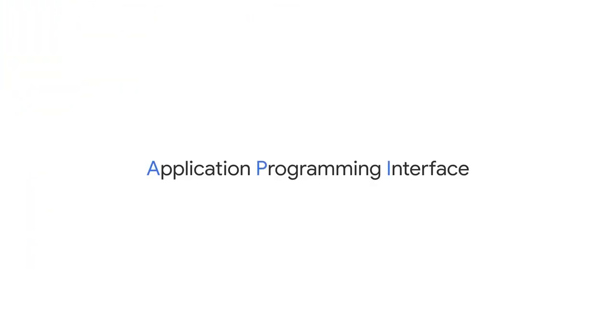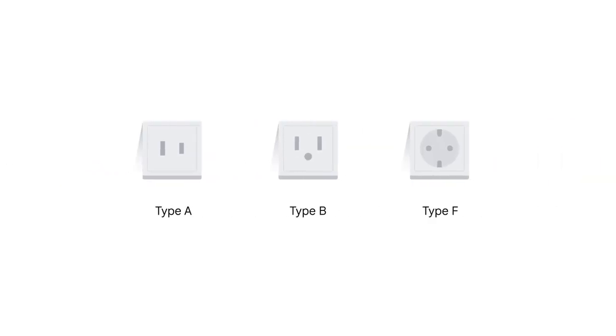API stands for Application Programming Interface, and they define how software components communicate with each other. Imagine APIs are electric sockets. Different regions have different standards. For example, the US has type A and B, whereas Europe has type F. As a traveler, you only need to know which adapter to use without worrying about what's behind the wall and how to build the electric network. The same principle applies to APIs.